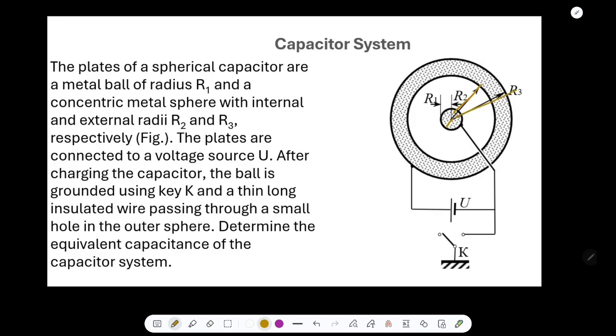The plates are connected to a voltage source. The inner plate is connected like this and the outer plate like this. After charging the capacitor, the ball is grounded. That means this ball is grounded.